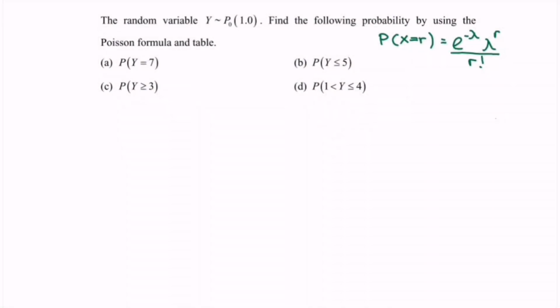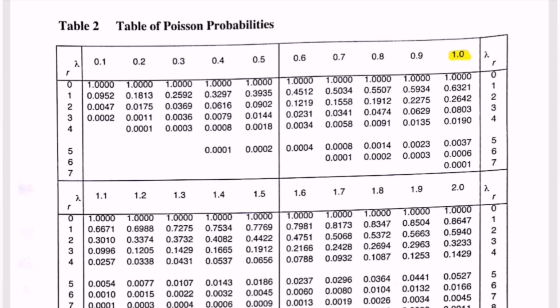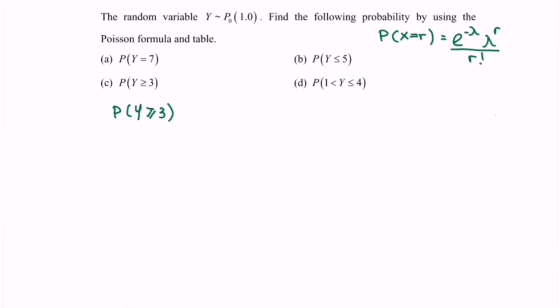Next, refer to C, where we have the probability that y is greater than or equal to 3. As we all know, we are using the Poisson distribution table, so it means that it is a greater than table. So kindly refer to the table, where we have the mean equal to 1.0 and r equal to 3. As we can see, lambda is 1.0 and we are looking for r equal to 3. So the value will be 0.0803. So here we have the answer, 0.0803.